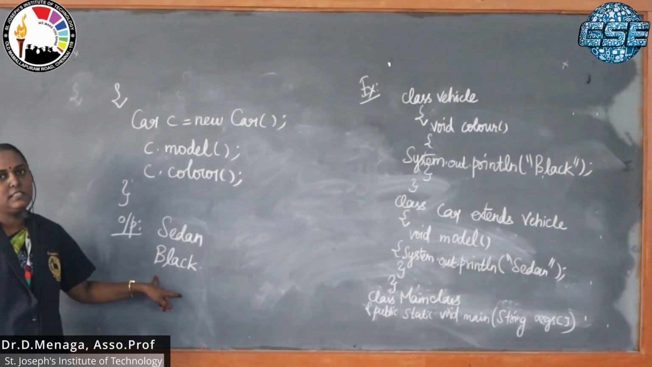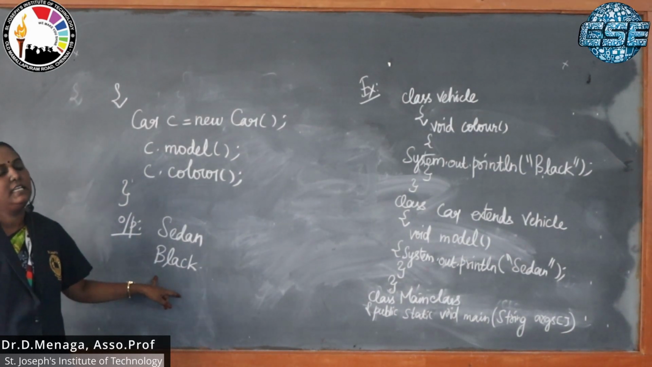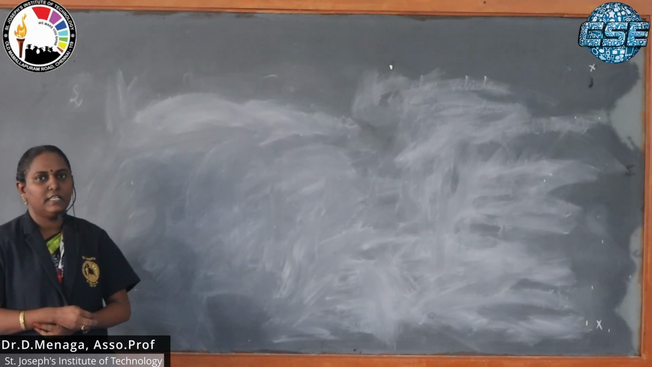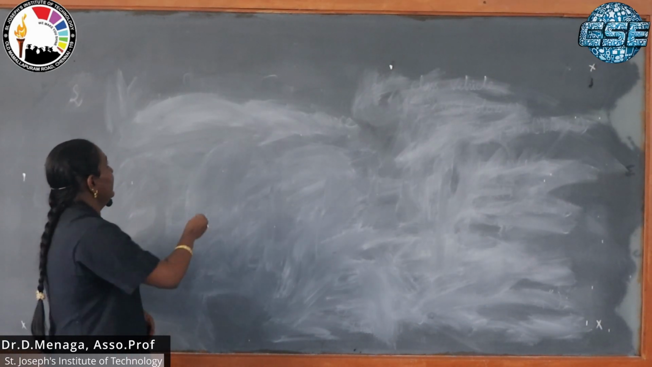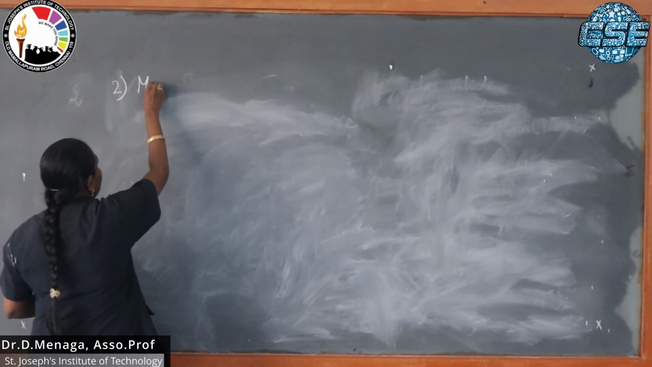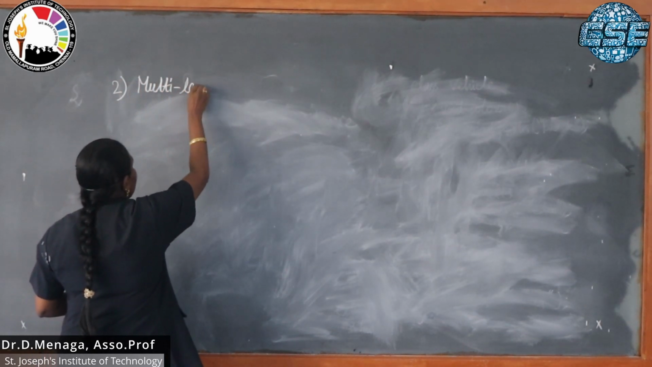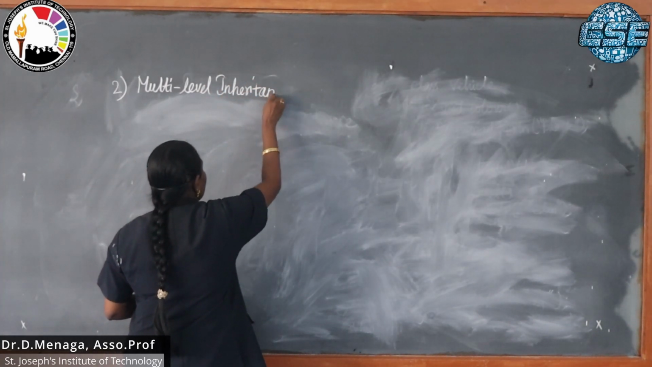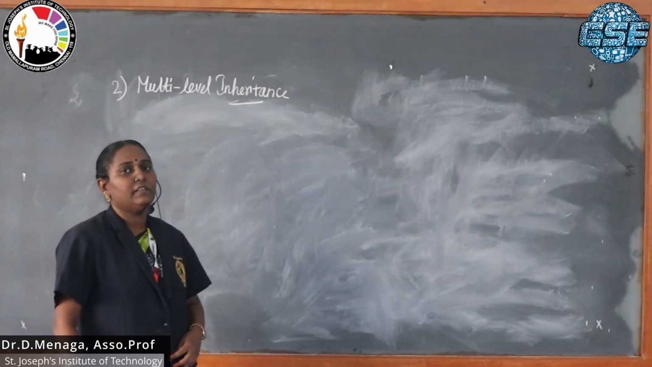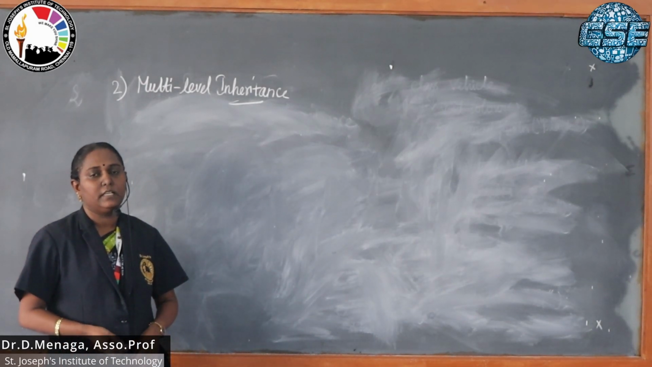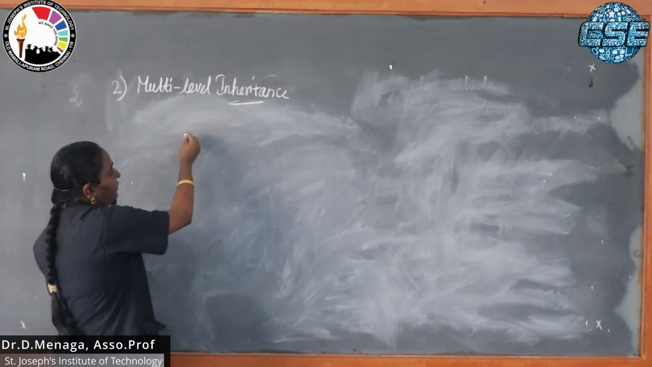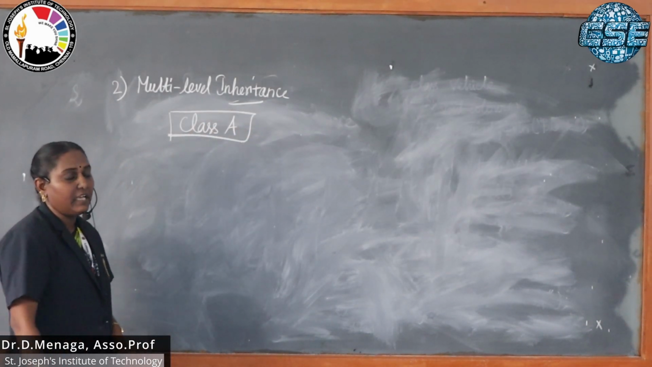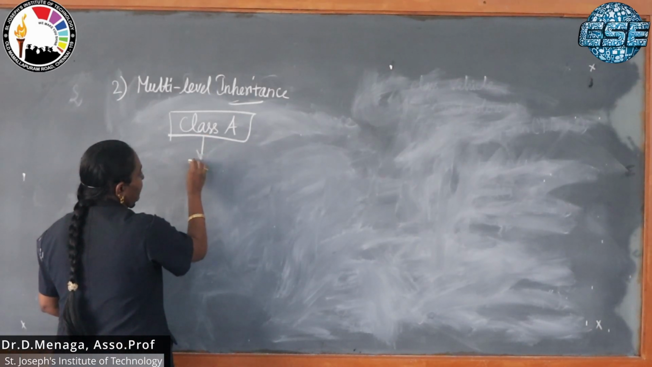Next, let us move on to the next type of inheritance, multi-level inheritance. So we got a clear idea about what is meant by single inheritance. Now let us move on to the next topic, multi-level inheritance. Here in this multi-level inheritance, we can inherit the properties of more than one class. Let us see a diagrammatic representation of it. So in this example we have three classes, class A, B and C.